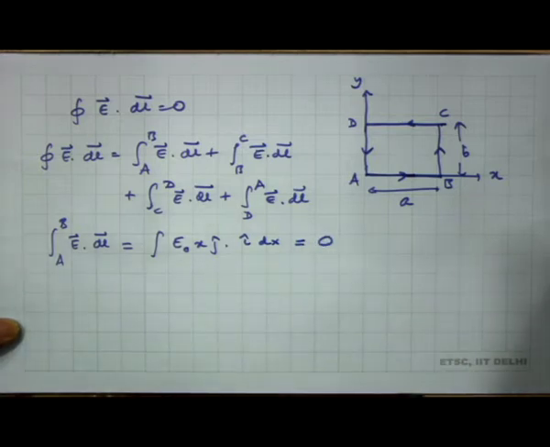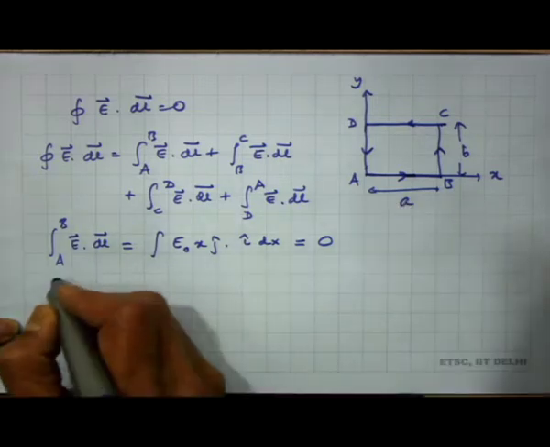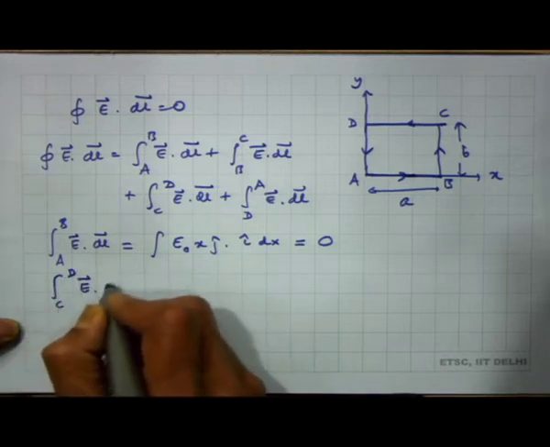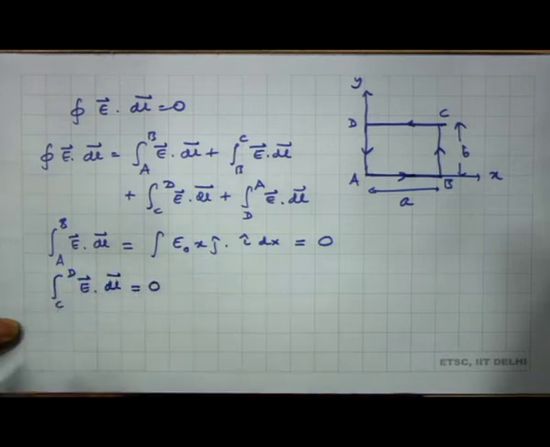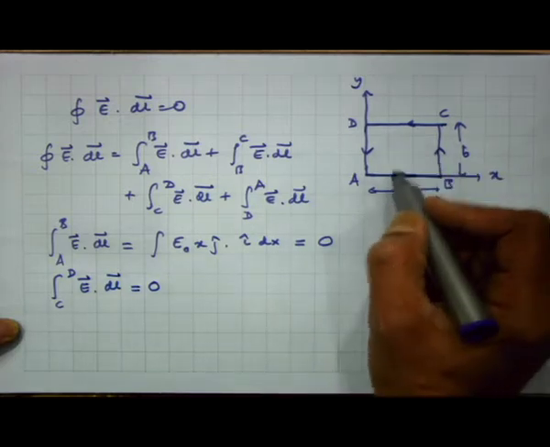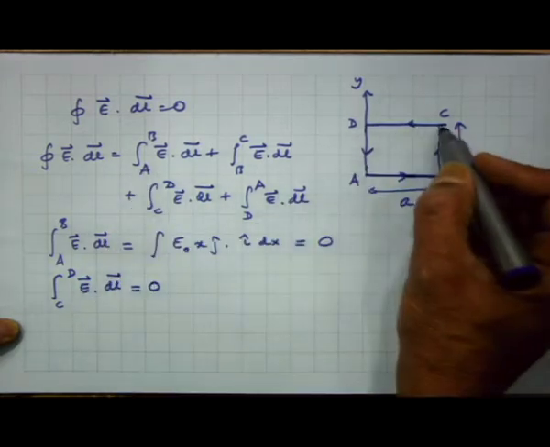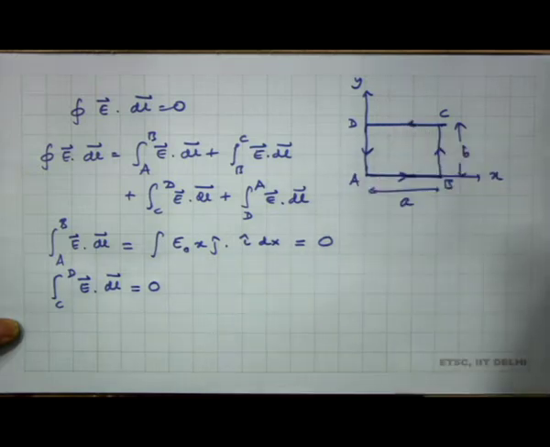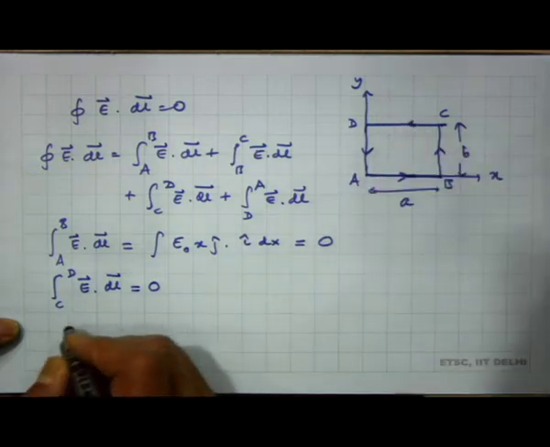Integral a to b of E dot dl is equal to 0. Similarly, you can show that integral c to d of E dot dl is also 0, because the electric field is pointing along the y axis and the integration is along the x direction. So, these integrals are 0.